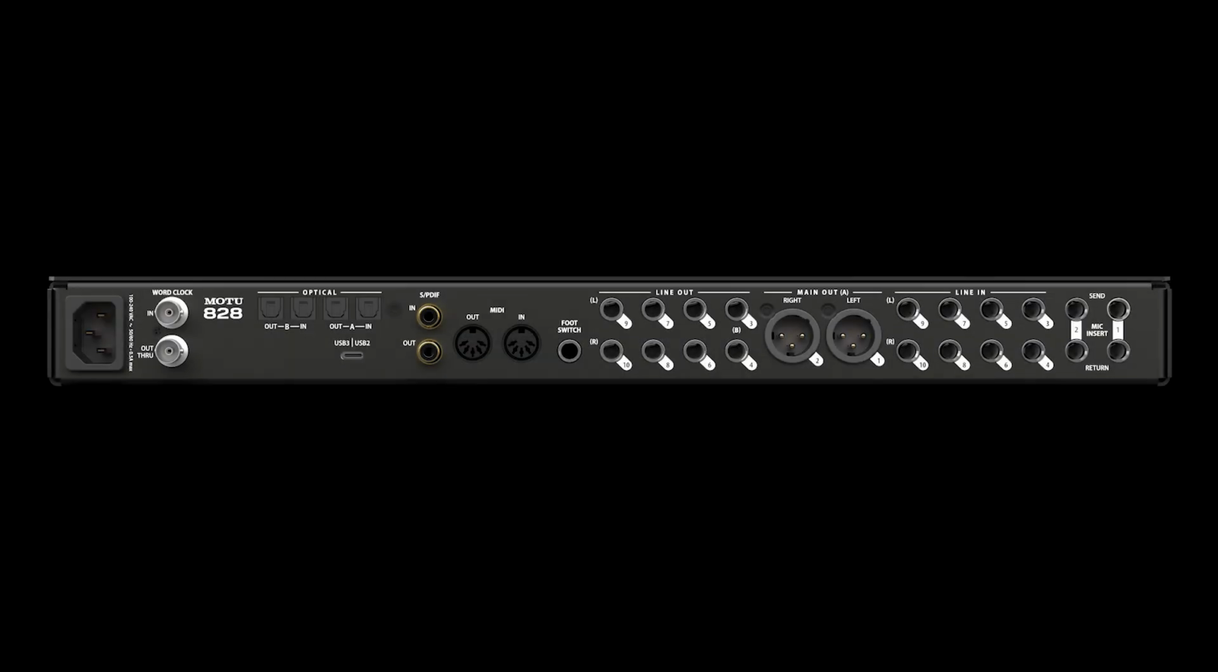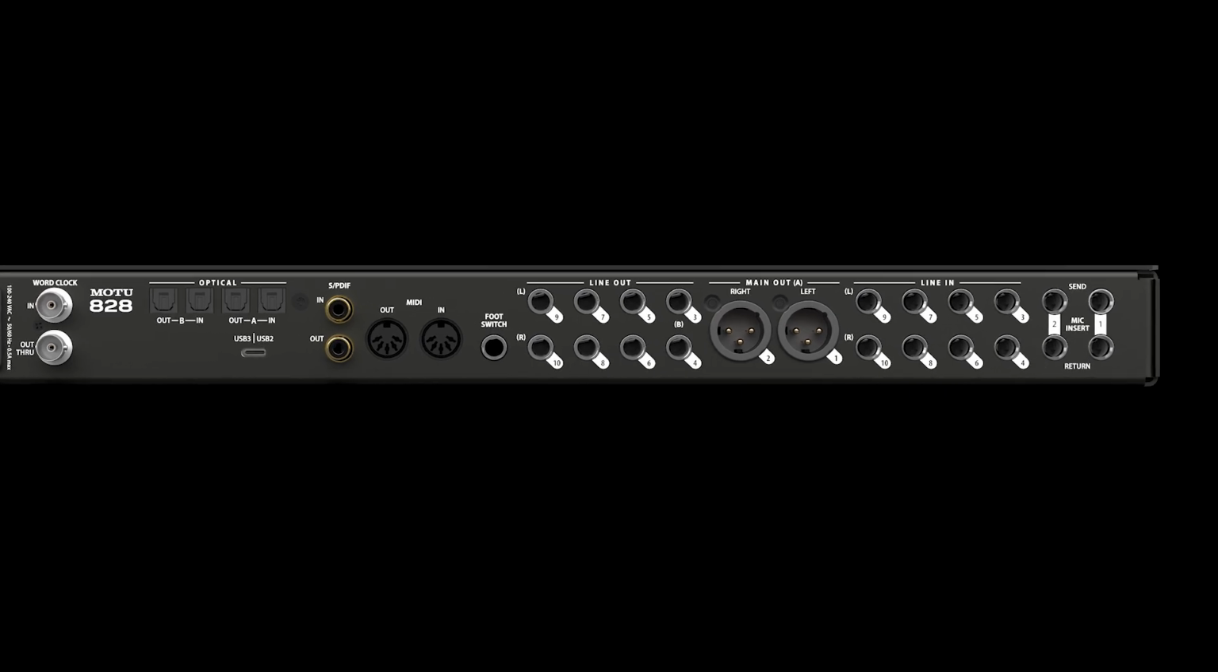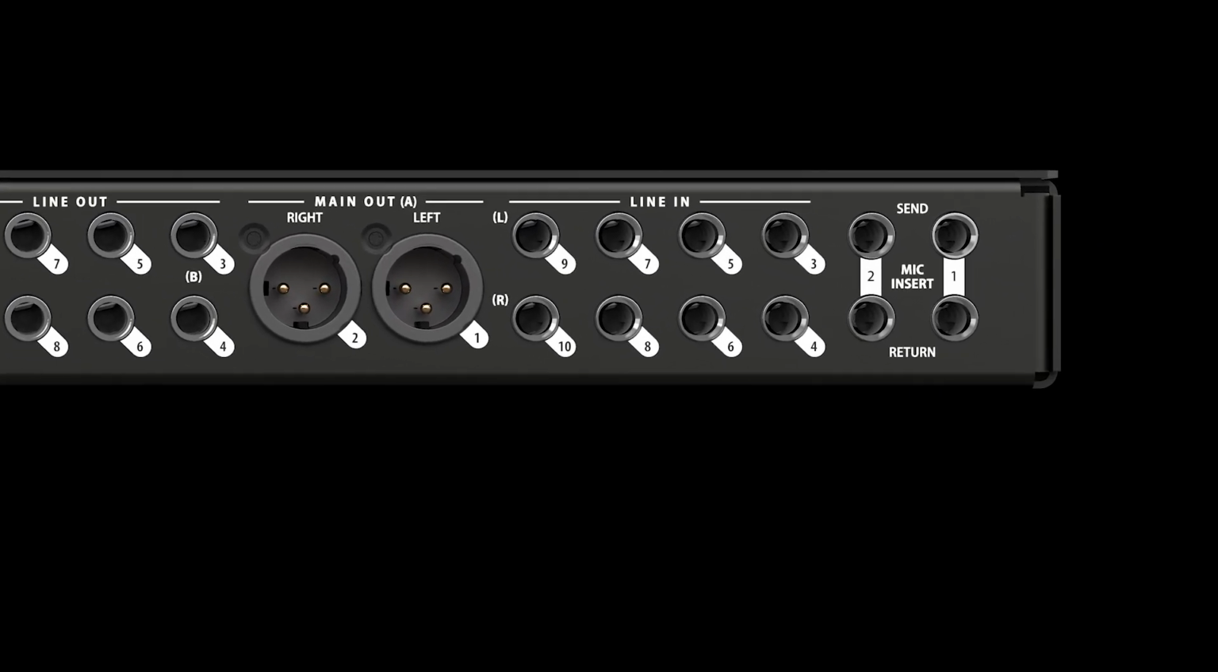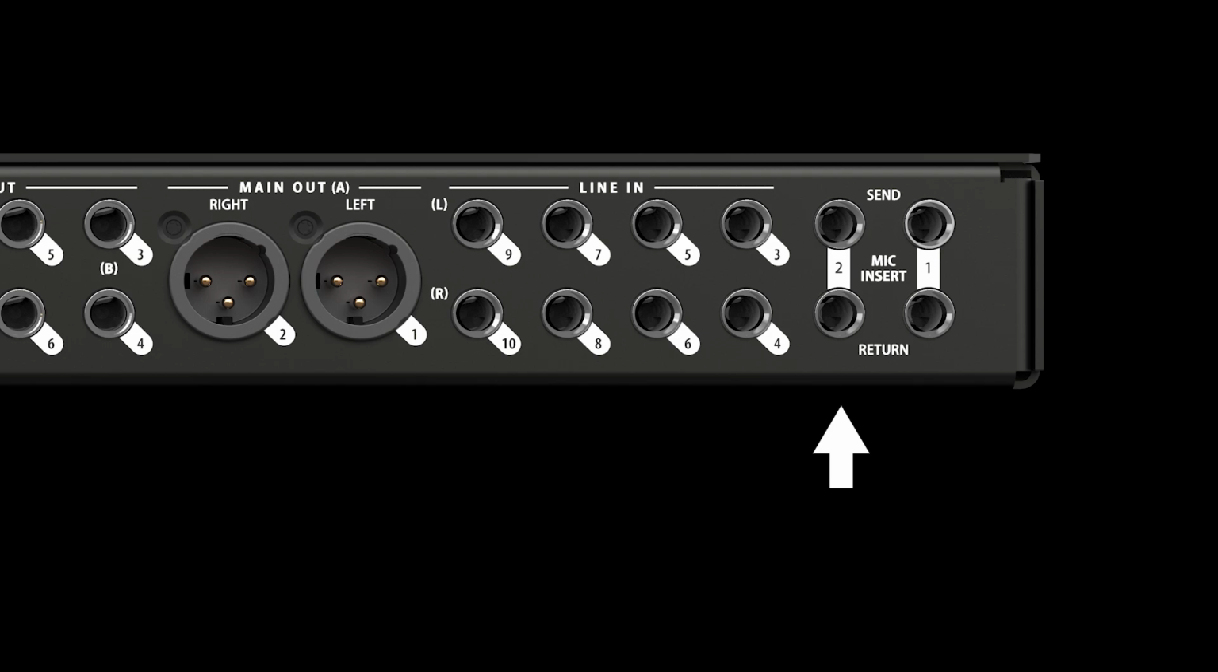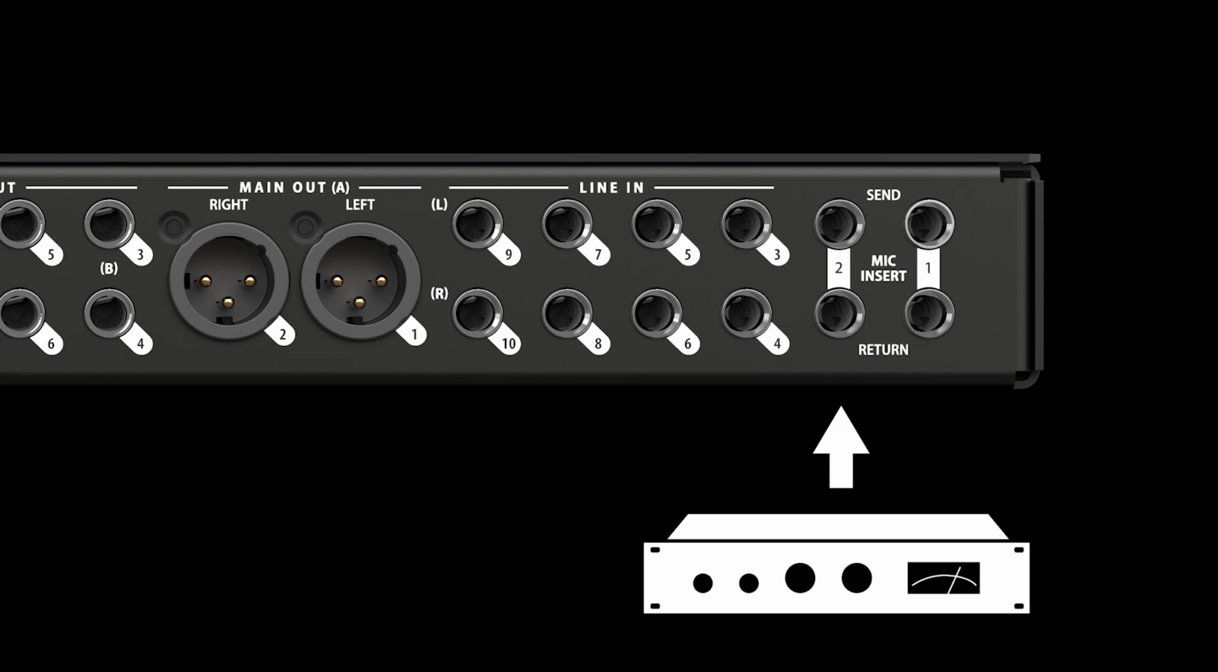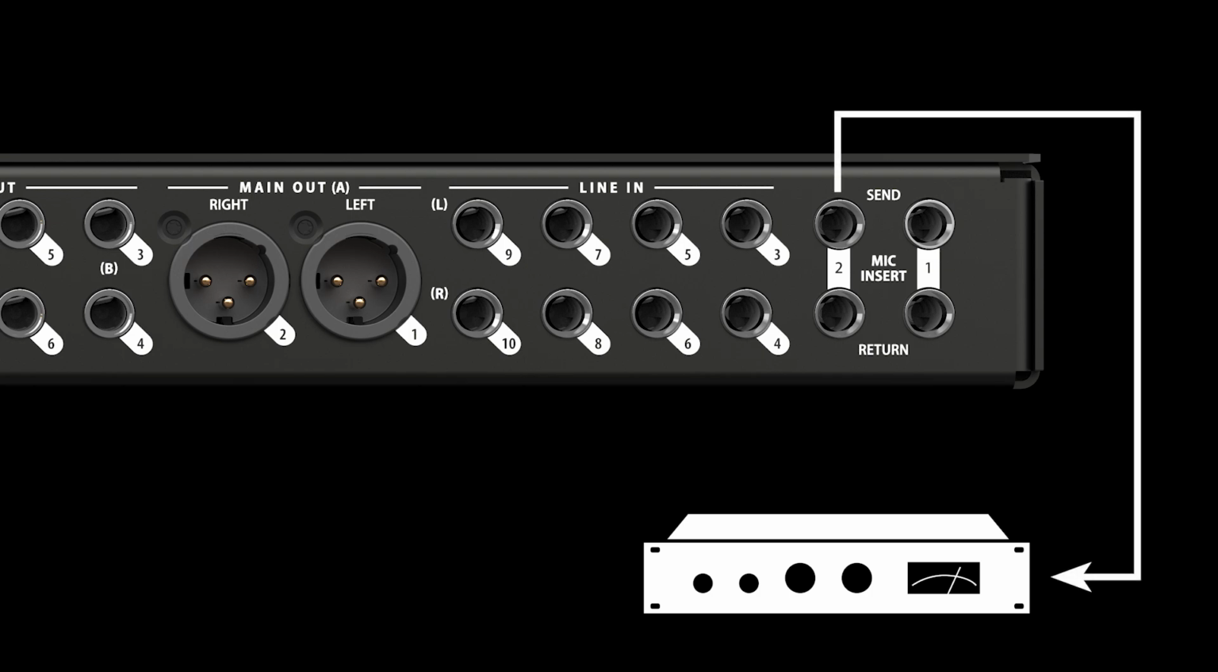On the back of the 828, you'll find many other connection types. Starting on the back right, these are the inserts for each mic input. These allow you to add outboard gear, such as an analog compressor, to your mic channel. Connect the send to the input of your outboard device, and connect its output to the return. These connectors are balanced, so you can use a balanced TRS cable.